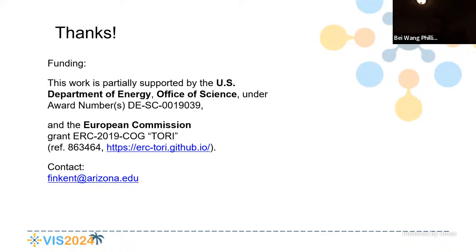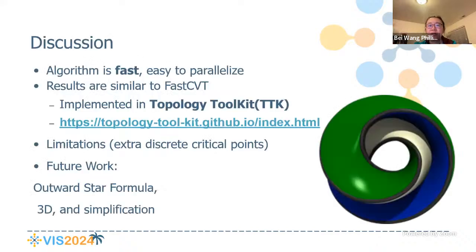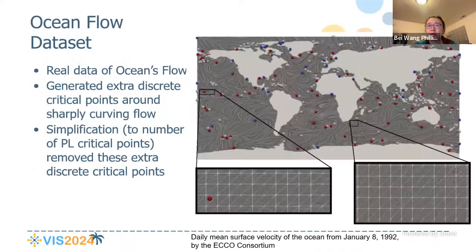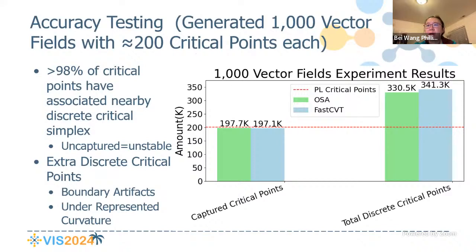All right, while people are typing questions on Slido, I'm going to start with the first one. Would you mind going to the last page where you discuss the limitations, where you mentioned there's extra discrete critical points? I'm afraid I missed that. Would you please clarify further? Yeah, so where do they appear and why?